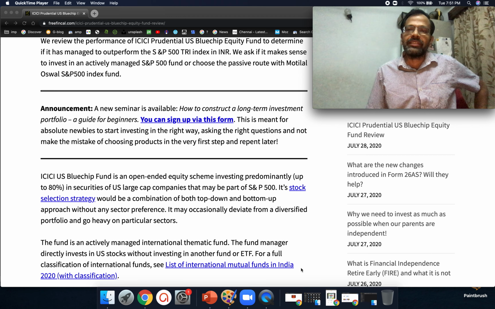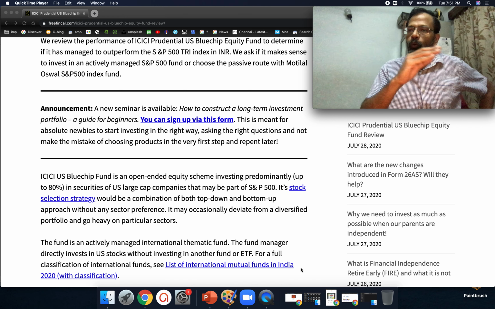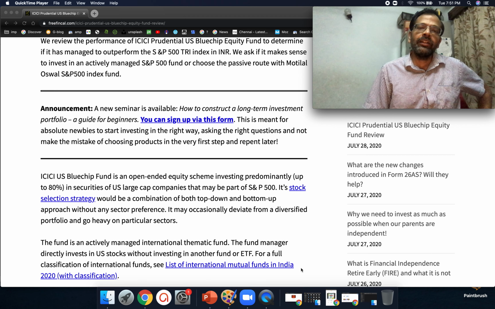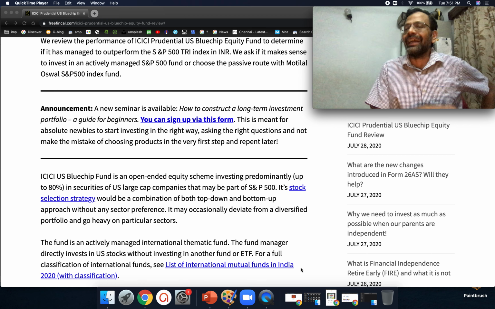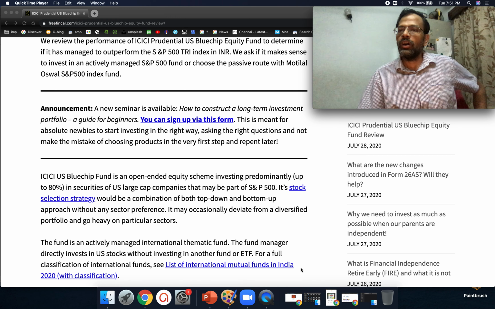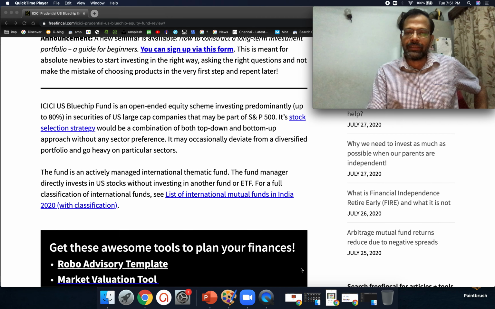So the natural question now, either for people who are currently holding the fund or for people looking for so-called international diversification, is whether to use this fund or this kind of fund, or to use the S&P 500 index fund from Motilal Oswal. So the comparison becomes natural.